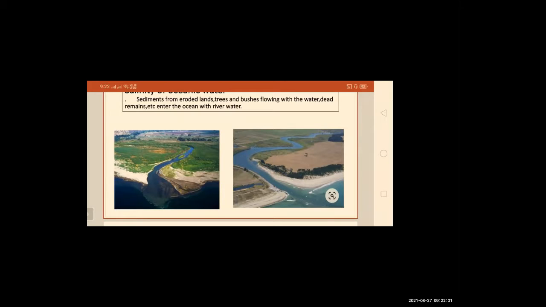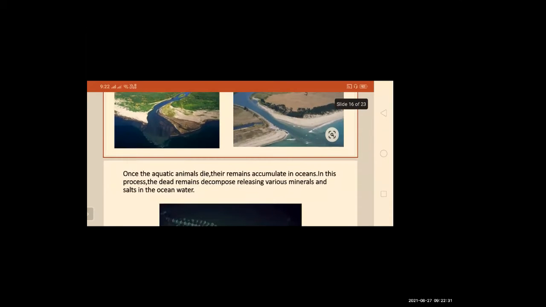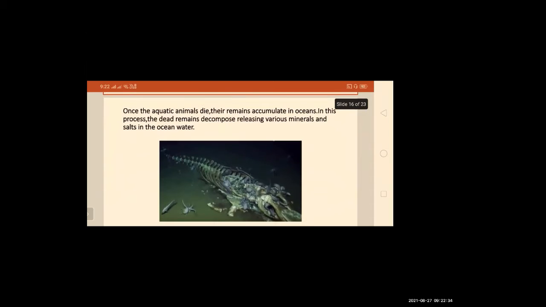Ultimately, these things which are deposited in the ocean because of the river are converted into salt and minerals. Gradually, the process of decomposition converts these things into salt and minerals, and this makes the ocean water salty. This is the first reason behind the salinity of oceanic water. Now see the second one.